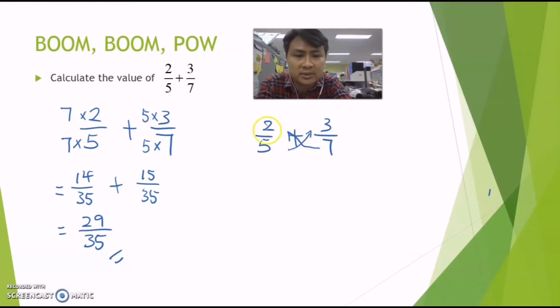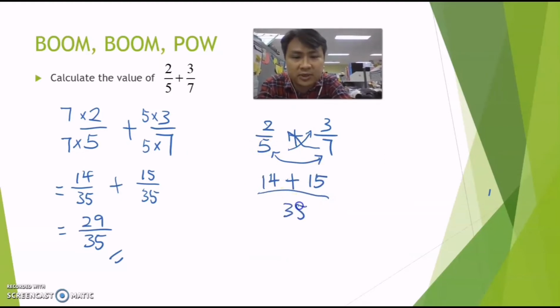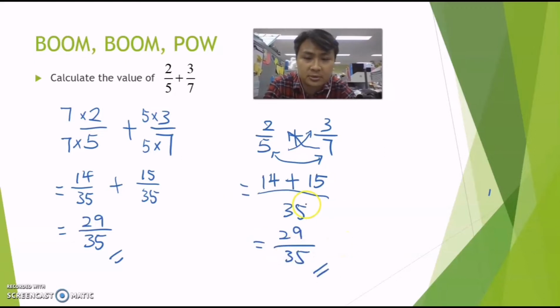So 2 times 7, I get 14. 5 times 3, I get 15. In between I have a plus here, so I'll write a plus here, plus 15. Then pow. Pow means 5 times 7, so I'll get 35. My final answer will be 29 over 35. So observe the difference. Is it the same? It's very similar, right?